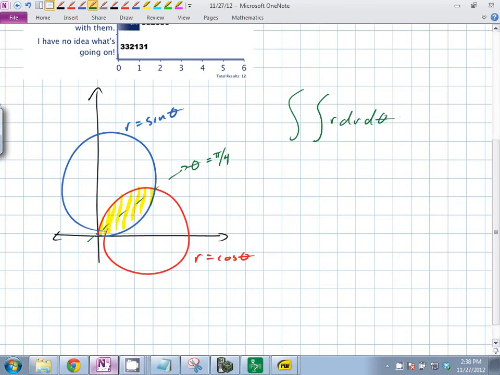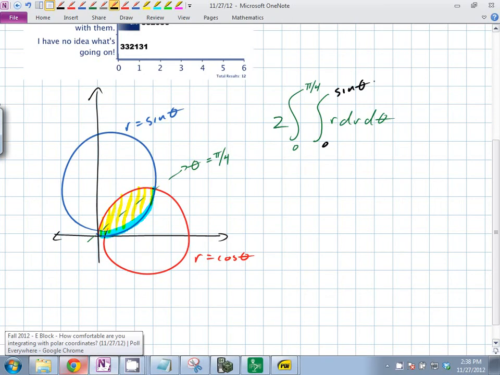R dr d theta. And what's r going from? Well, on the outside, you're going to go from 0 to pi over 4, because what are you going to put on the outside right here? You're going to double it. What's the inner one going to be? It's this arc right here. So what's that inner arc going to be? 0 to what? Sine theta.